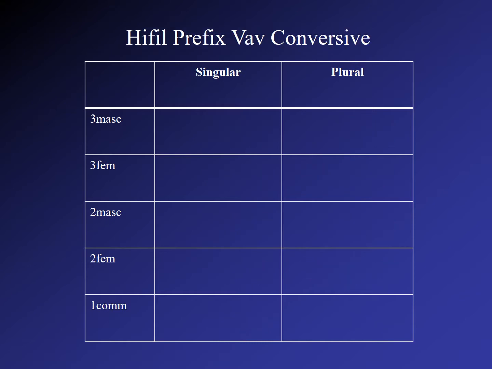Alright, so now we can look at our vav conversive forms. So that was prefix. This is prefix vav conversive. Prefix vav conversive is vayaf-ked. Notice that the only difference here is that our hirek yod has become a tzere. So in the prefix yaf-kid, vav conversive, vayaf-ked.